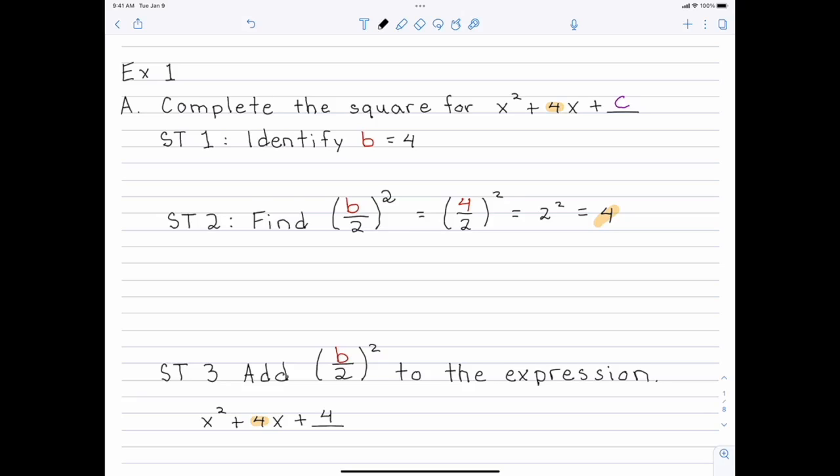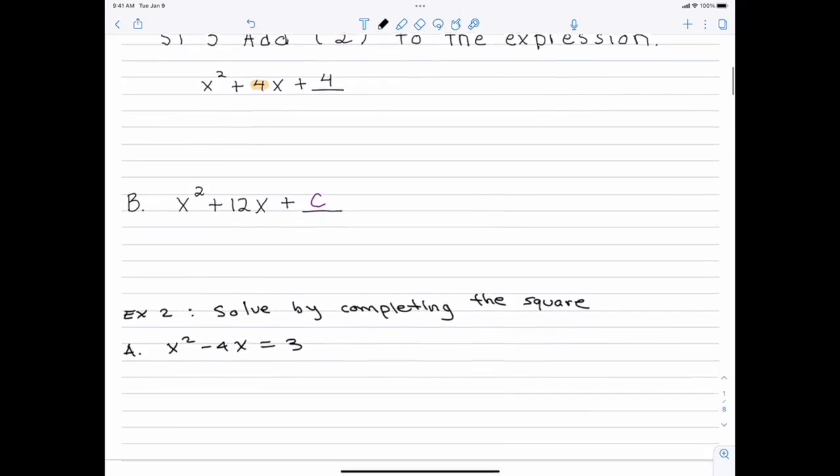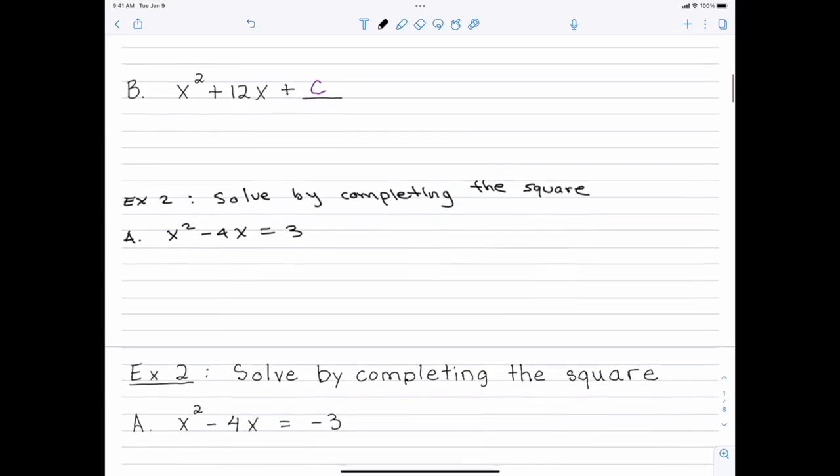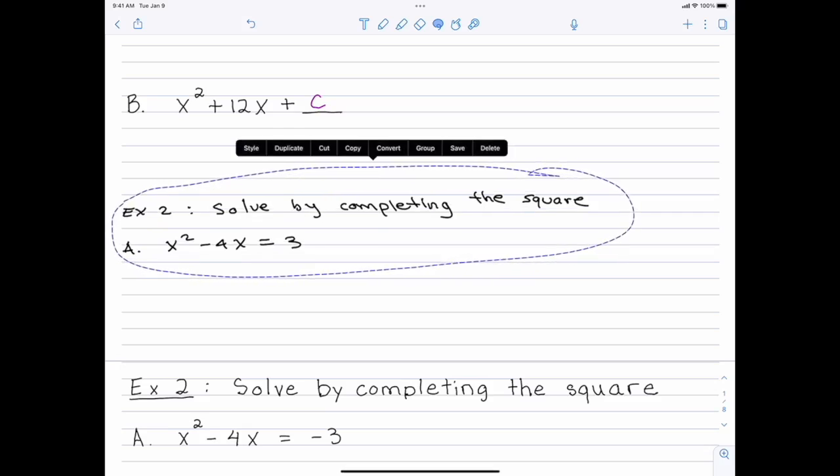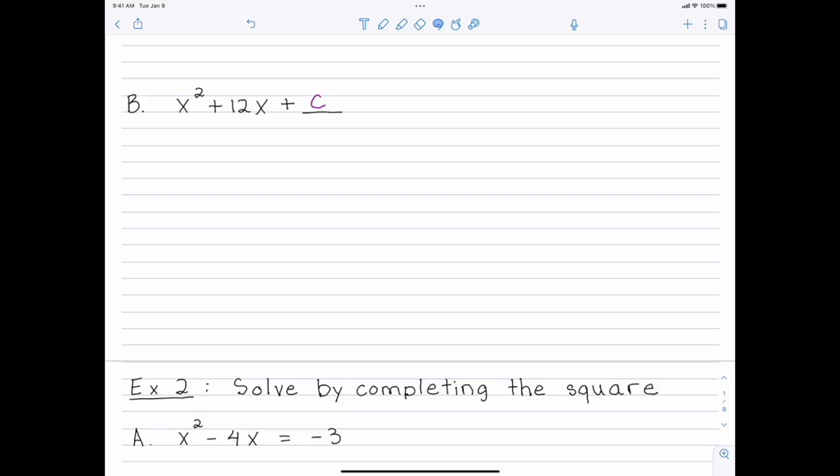That's the actual completing the square. Now we want to actually use it. So you complete squares when you have an equation. This was just kind of like, here's the process. Now let's actually see how that process is used. If you need anything from here, stop the video, grab it. But otherwise, we're going to move on. So let's see what we can do with this.